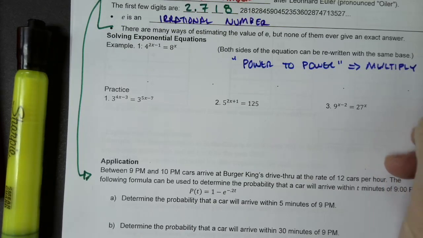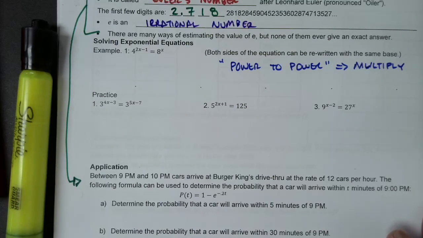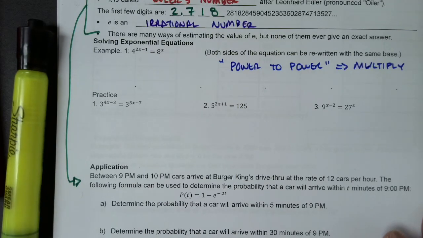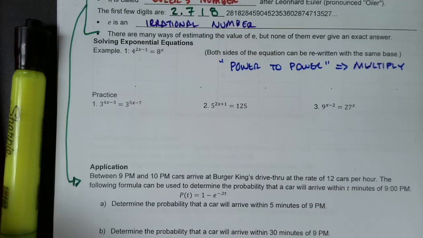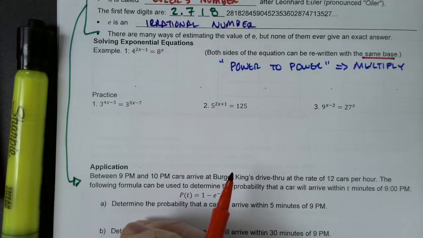I know you probably had your Algebra 2 teacher say this more than 100 times. Power to a power, multiply. Power to a power, multiply. Why is that important on this one? Because we want to get the same bases here.